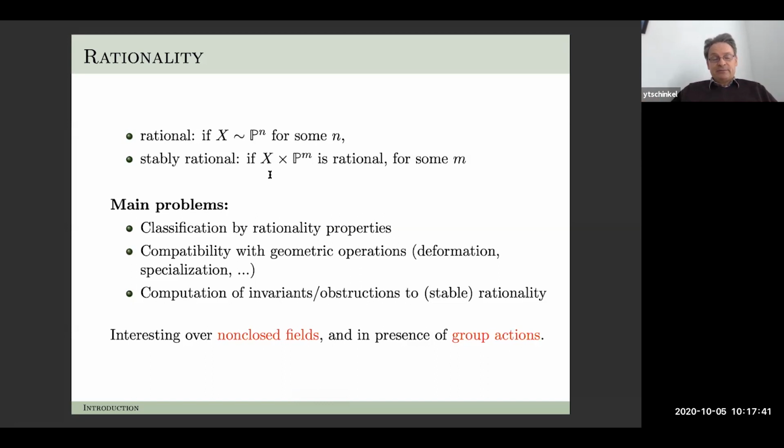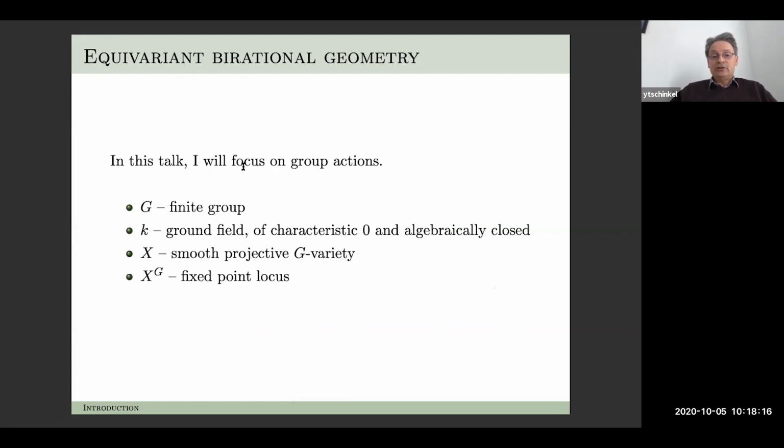Now, the questions of rationality are interesting over algebraically closed fields, but also over non-closed fields, as well as in the presence of group actions. And that was recognized early by Manin and Iskovskikh, who studied G-surfaces. And G, in their study, was the Galois group of the splitting field, the field over which all the exceptional curves are defined, or the automorphism group. Now, in this talk, I will focus on group actions, on the study of equivariant birational geometry.